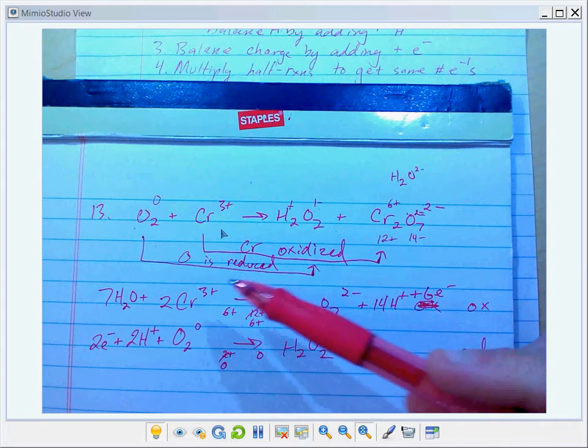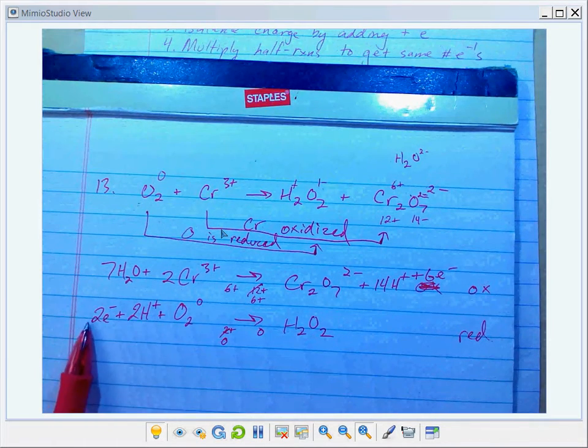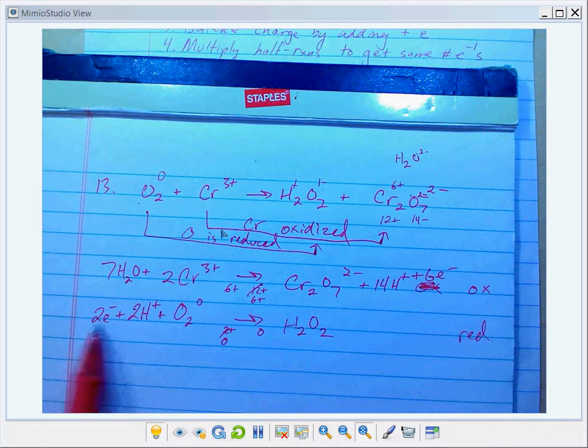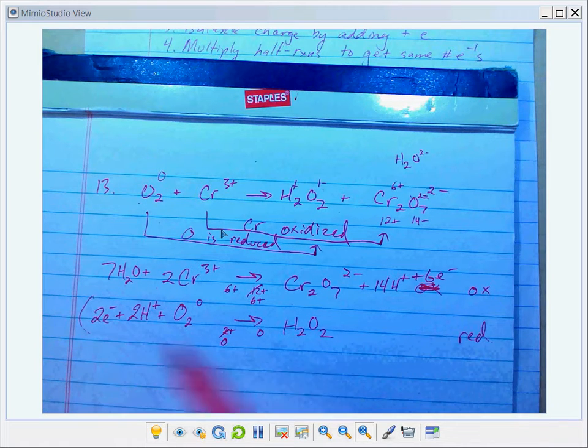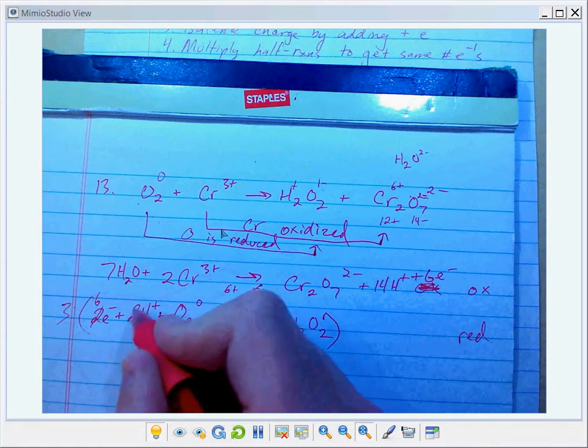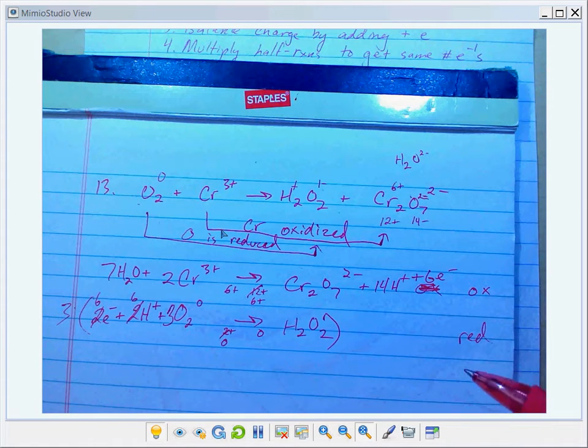Now we're going to add up these 2 half reactions to get our final equation. But when we add them up, we need to make sure there's no electrons left over. We have 2 electrons here and 6 electrons here. So we have to make sure this is also 6 electrons. This entire equation, in other words, has to be multiplied by 3. That's going to make this 6 electrons, this 6 hydrogens, you're going to have 3 O2s there, and you're going to have 3 H2O2s. So I just multiply them so I can cross that out.